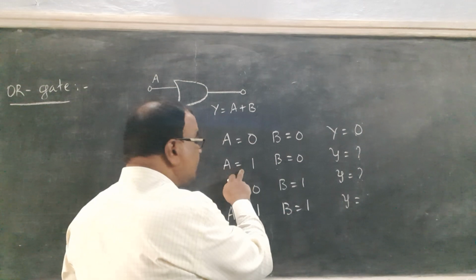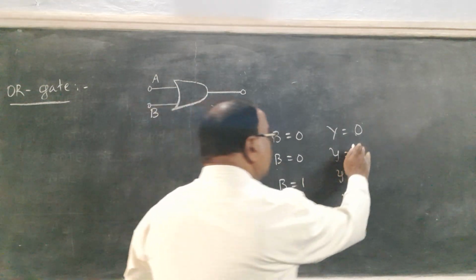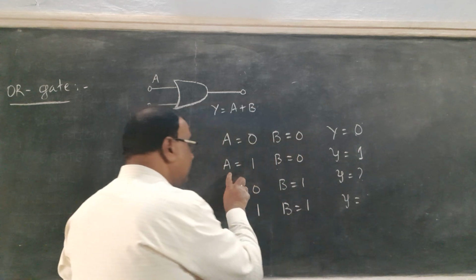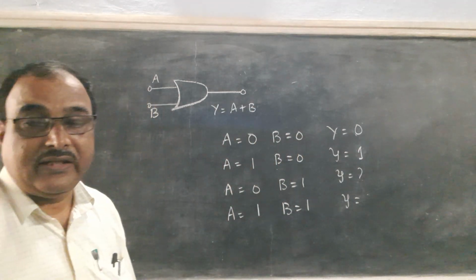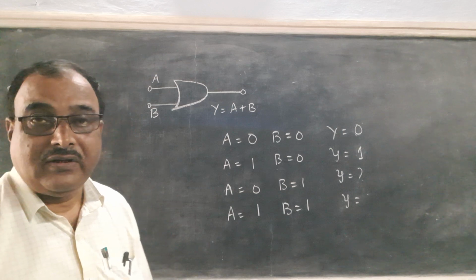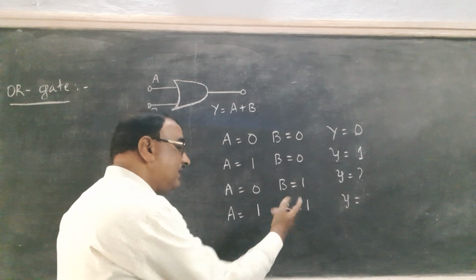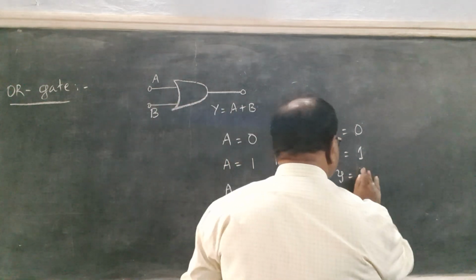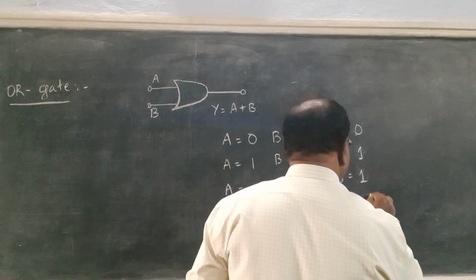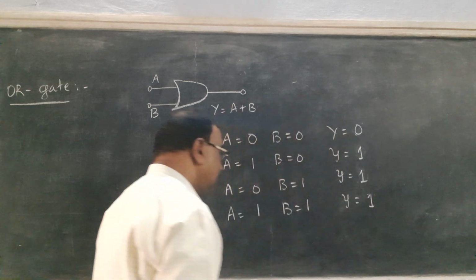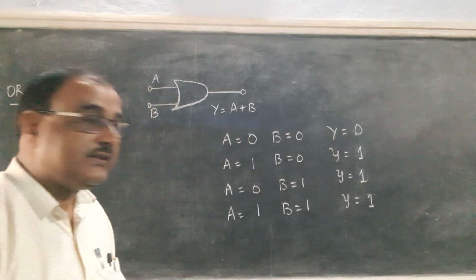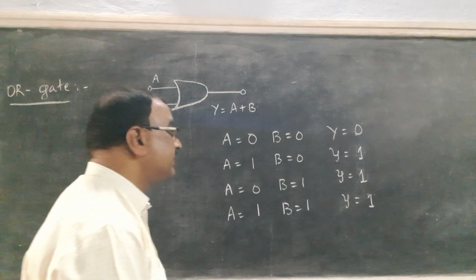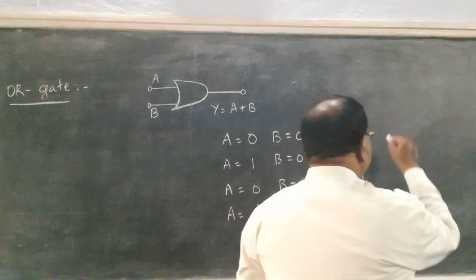Now A is equal to 1, B is equal to 0, the output is 1. As I told you, when any one of the inputs is high, the output is high, and if both the inputs are high, then also the output is high. So in this case also it is 1, and when both inputs are high, the output is also high. So this can be represented in the form of a truth table.